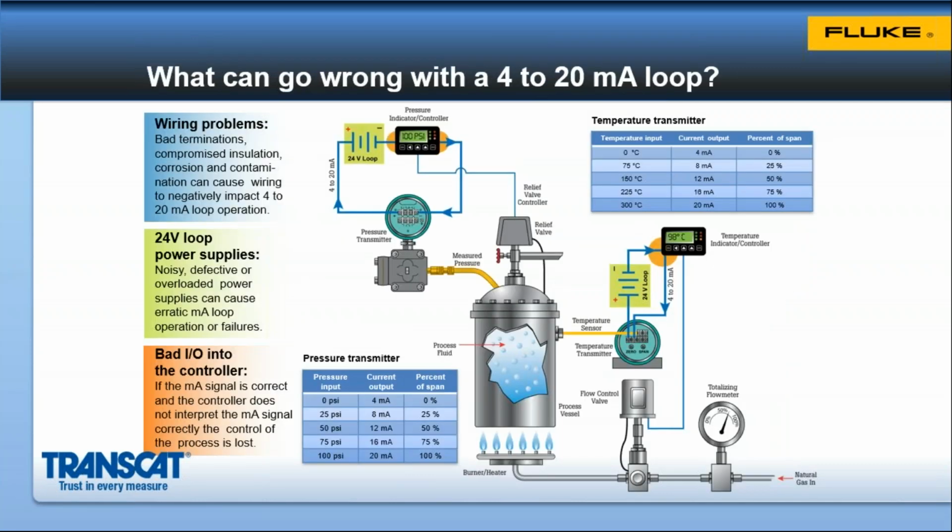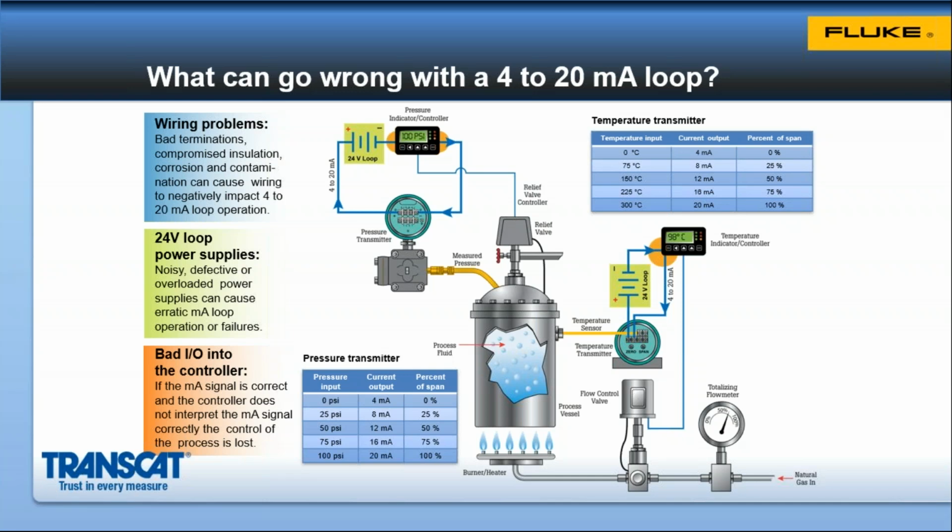So things that can go wrong with 4 to 20 milliamp control loops, there's only a finite number of elements, but sometimes it can be interesting to try to troubleshoot and identify which element is causing a problem. One culprit that's quite common is wiring problems. Most process applications are not in a pristine office-like condition. They're outside in the weather. Corrosion can develop in wiring connections. You can get bad terminations. You can get compromised insulation.